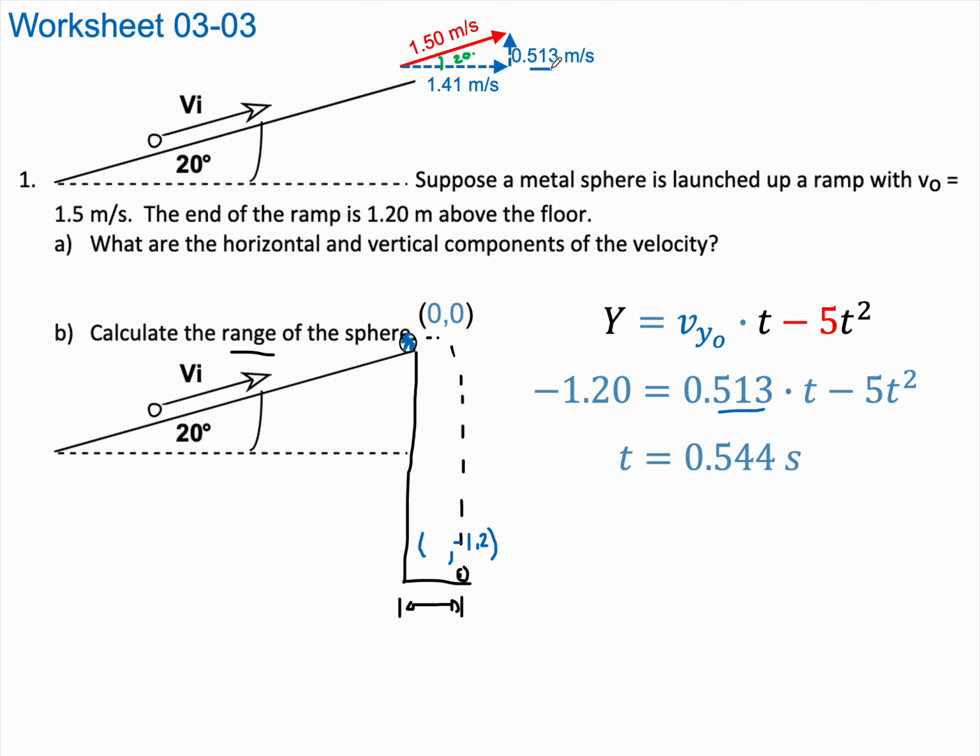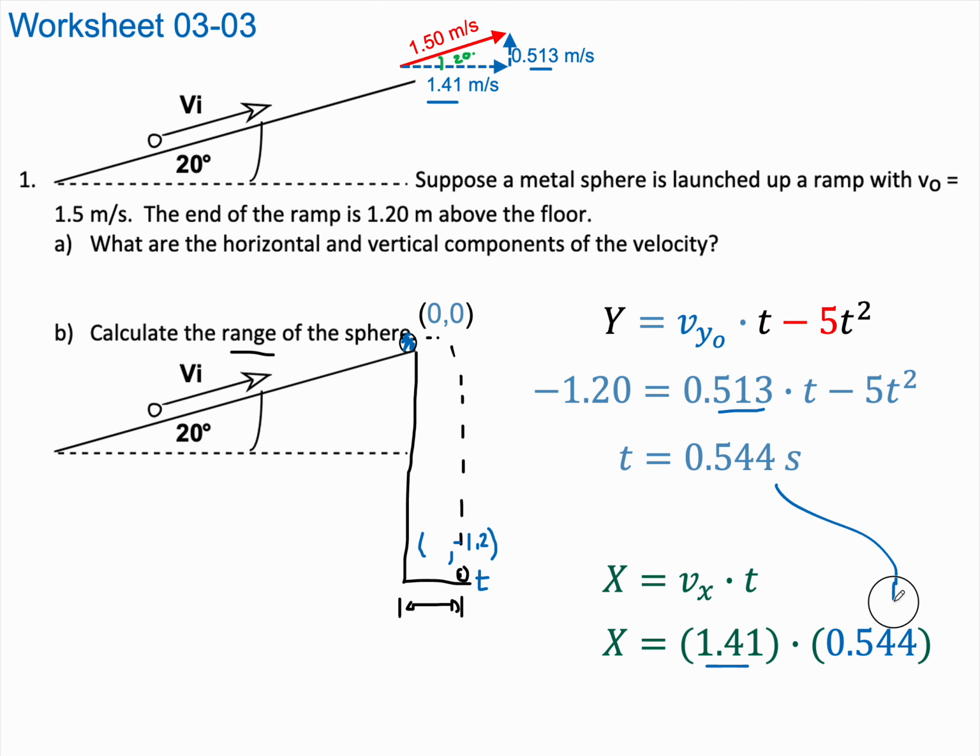How does that give us the range? Well, once we know the time of impact, now we can actually figure out what the x position is at that time. Using the x equation, we can plug in the horizontal velocity from up above. Plugging in our time that we just found, we can calculate what the x position is at that time. And boom, you've got it.